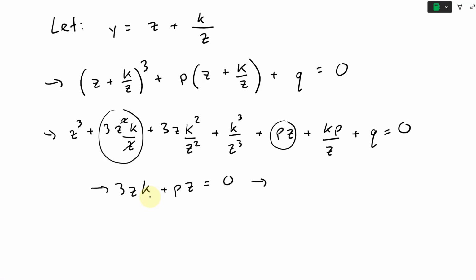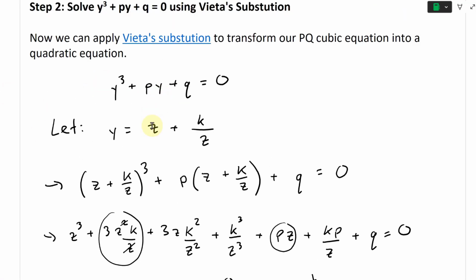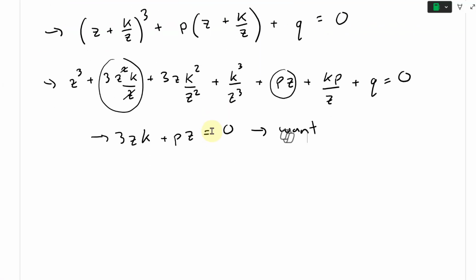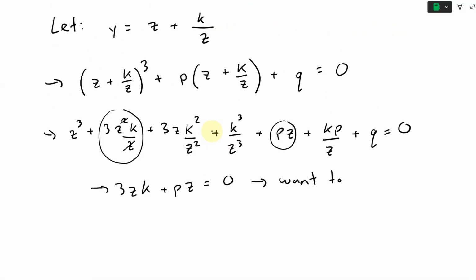So we want to cancel. It's the same thing as the PQ method, but now we're using the Vieta method, using z plus k over z. So we want to cancel.